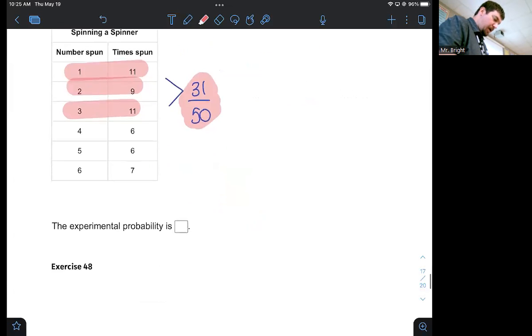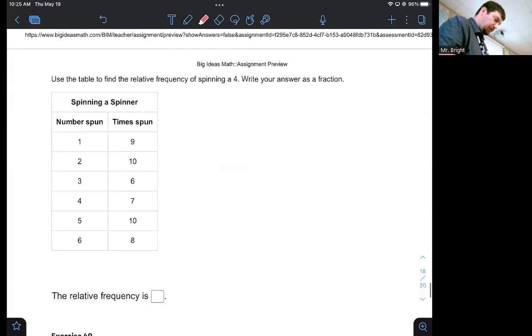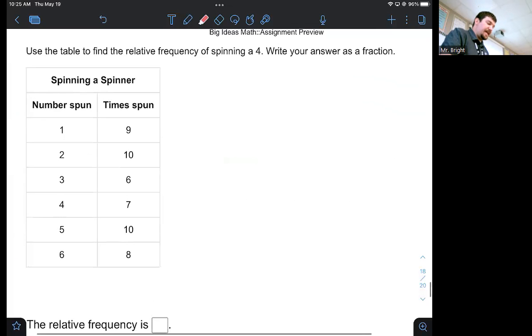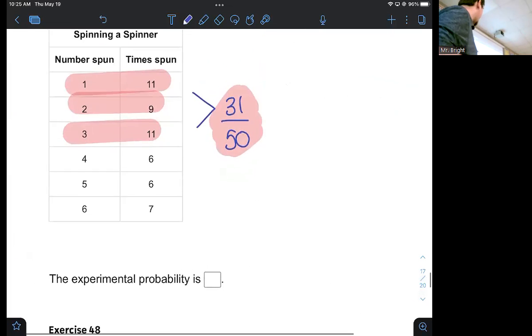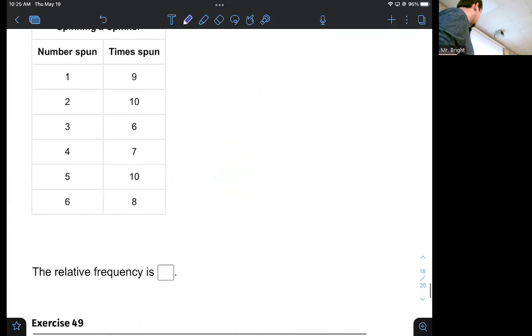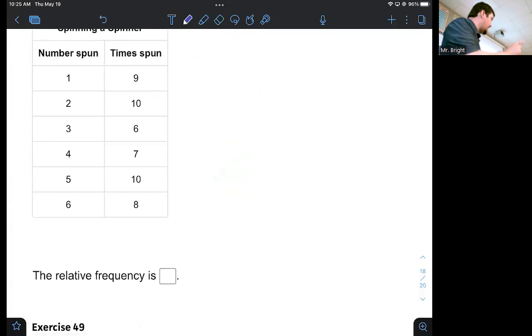Number 48 says use the table to find the relative frequency of spinning a 4. Now, relative frequency is the same as experimental probability. In fact, those words are interchangeable. Relative frequency means how many times did you see it happen over the total? Well, that's exactly what we just did. So spinning a 4. By the way, these numbers are different than what we had in the last chart, so we're going to have to recount. Addison Stump, how many times was a 4 spun?